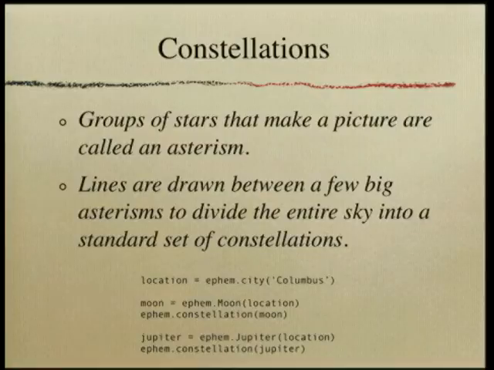Ephem has a function called constellation. And you see here we've got a moon object. We have computed it for our location. And then you just run the constellation function on your object, and it'll tell you what constellation it's in right now. So that's really cool. Like, if you found a planet, you can say, what constellation is that in? And that can help you find your way around the sky.